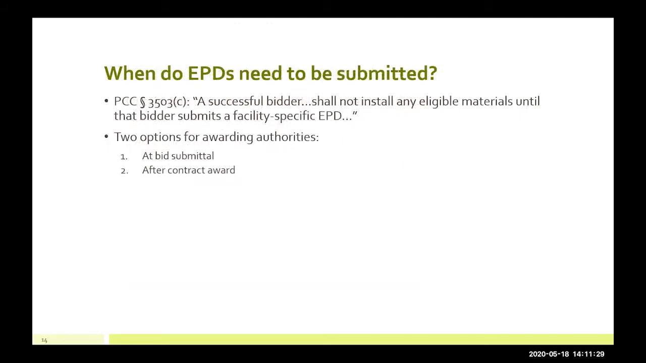So when do EPDs need to be submitted? Under Public Contract Code Section 3503C, it states that a successful bidder shall not install any eligible materials until that bidder submits a facility-specific environmental product declaration. And so we see that there are 2 options for the awarding authorities. So the contractor or the bidder can submit their environmental product declaration to you guys at either bid submittal or after contract award.